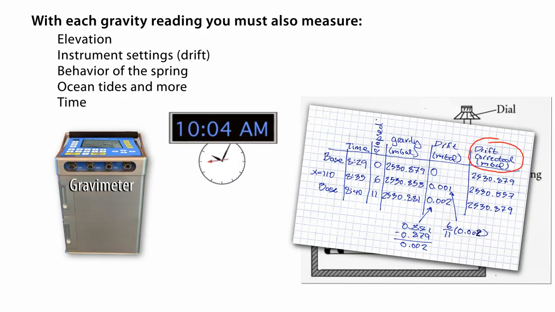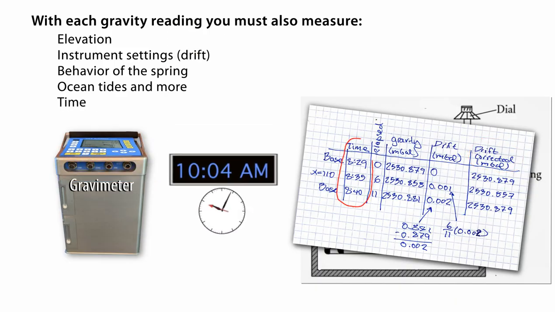A drift correction requires that the user records the time of each gravity measurement along with the elevation. More details about how to use the elevation and time measurements to correct the raw gravity readings for elevation, instrument drift, and other factors are described in a separate animation.